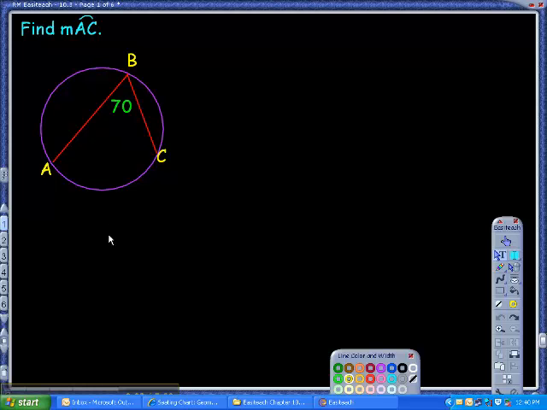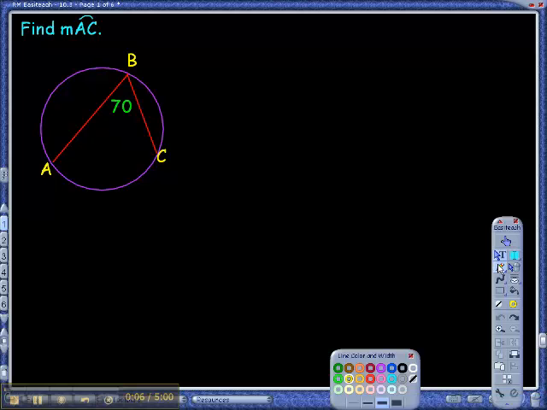Alright guys, now that you've taken a look at those examples, let's take a look together just to make sure that we are good. For this first example here, it says find the measure of arc AC.